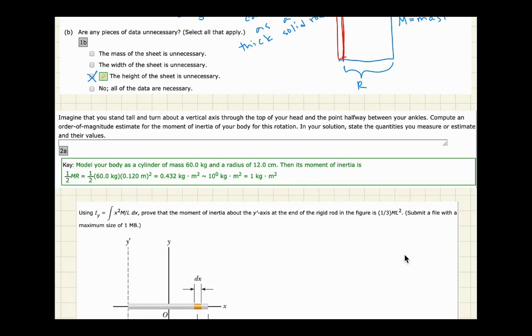Now, going to the second question, I'm imagining that I'm standing tall and turning about a vertical axis that passes right through my head, down right through the center of my body, right? And we're asked to compute an order of magnitude estimate for the moment of inertia. So it's saying solve for I. Just to clarify, order of magnitude means to the nearest power of 10.